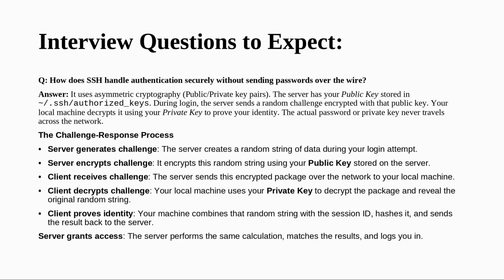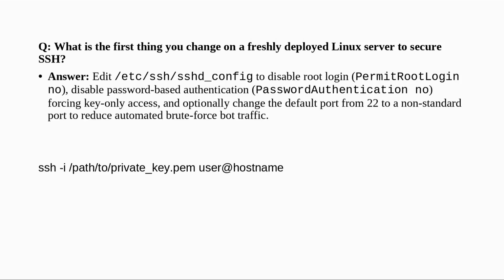Once the client decrypts it, it proves its identity. The machine combines the original random string with the session ID, hashes it, and sends the result back to the server. The server performs the same calculation on its side, matches the result, and you are logged in. This is how SSH handles authentication without sending the password over the wire. This is an important concept that you must understand.